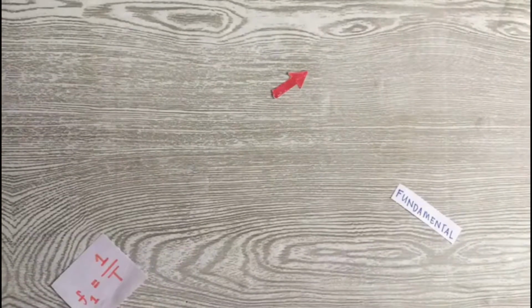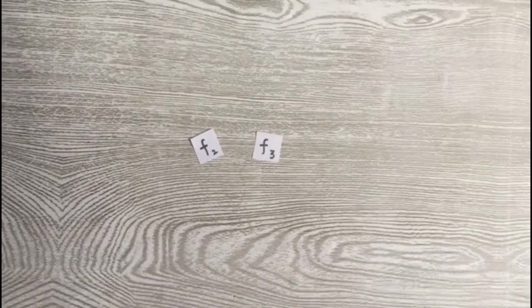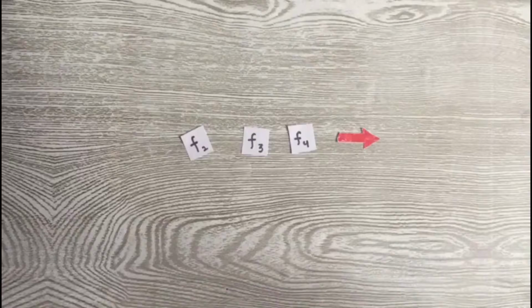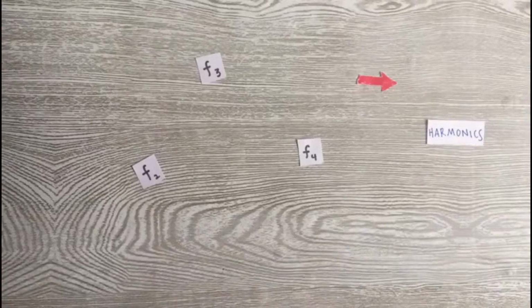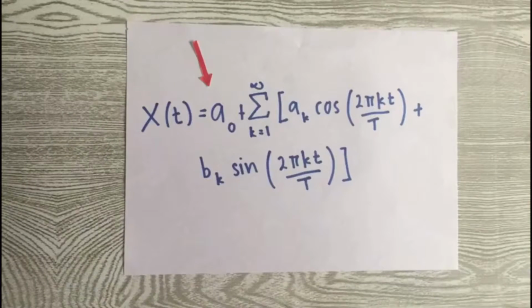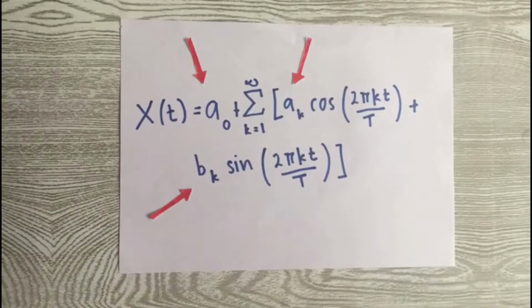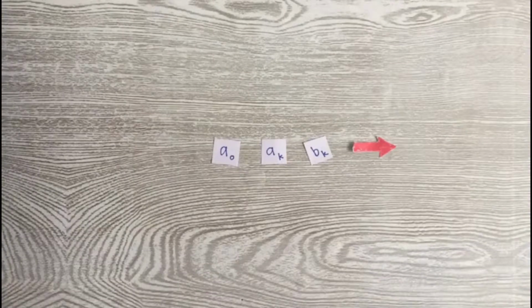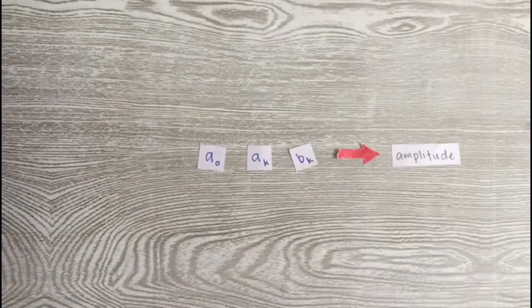When vibration occurs, not only f1 is produced, but other frequencies are produced as well, f2, f3, f4, and they are called the harmonics. Fourier coefficients a naught, ak, bk are the amplitudes of the sine and cosine functions corresponding to the kth harmonic having the same frequency 2 pi kt over T.